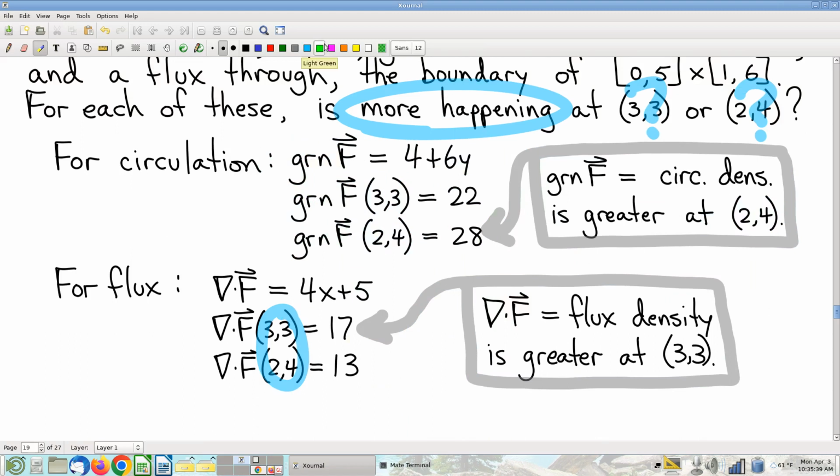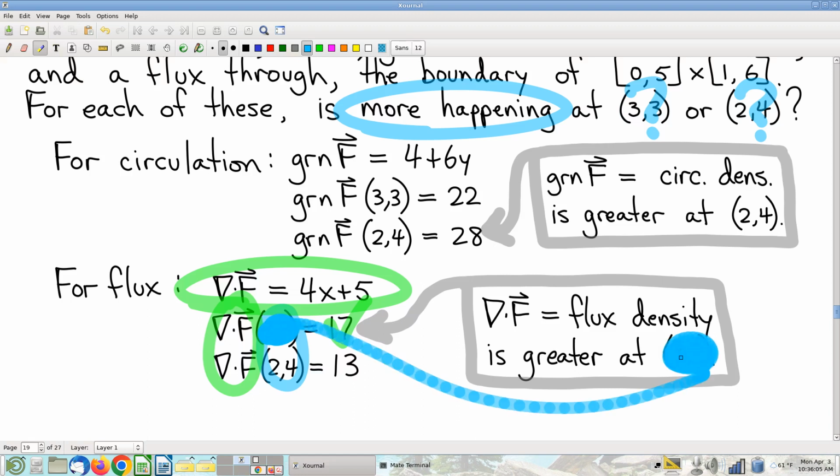All right, and then likewise with divergence, same story really, between these same 2 points. Where is there more flux happening? Well, flux is detected by flux density, aka divergence. So which one of these points has the greater amount of divergence? Well, we just compute divergence at these 2 points. And again, the clear winner is that value 17 is bigger than the other value 13. And so it is at this point, 3,3, that there's more flux happening. Everybody on board?